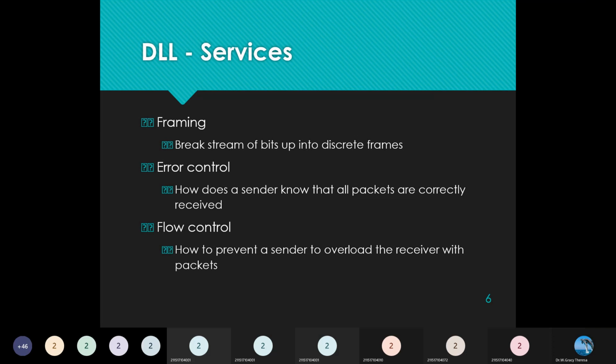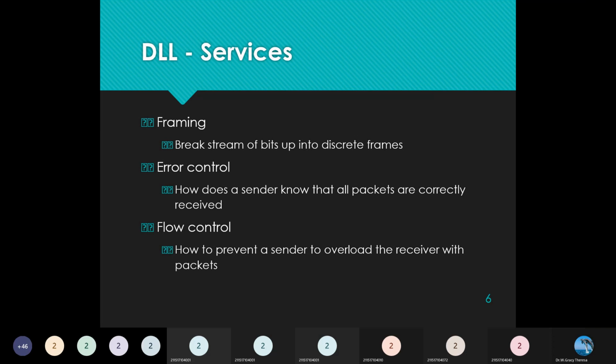And the last one is flow control. Flow control deals with how stations on the same link may have different speeds or capacity. The data link layer ensures flow control that enables machines to exchange data at the same speed. That is very important: machines have to exchange data at the same speed. The flow of data has to be controlled. That is another responsibility of the data link layer.